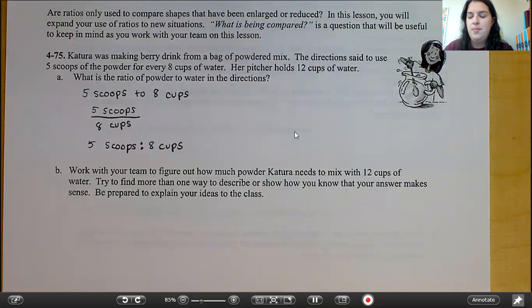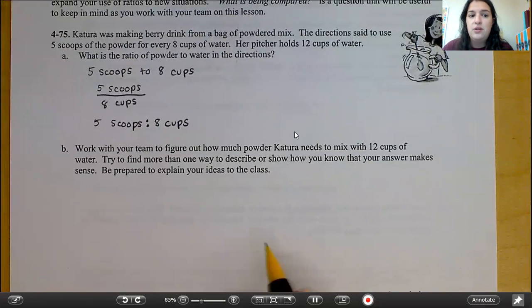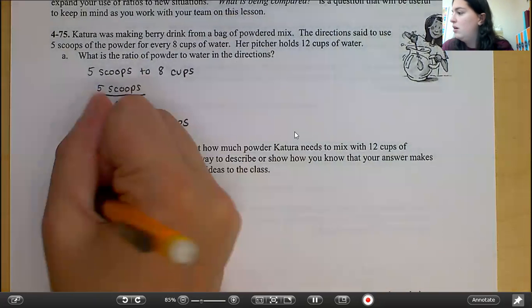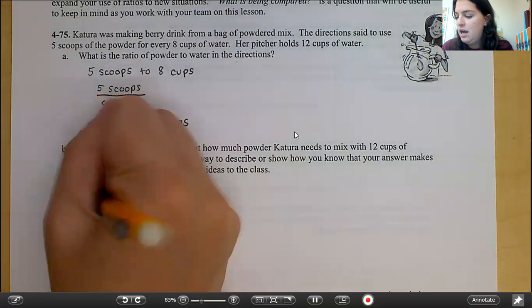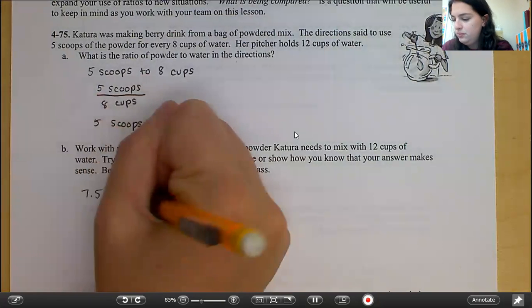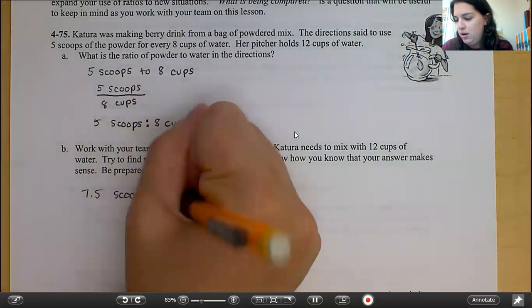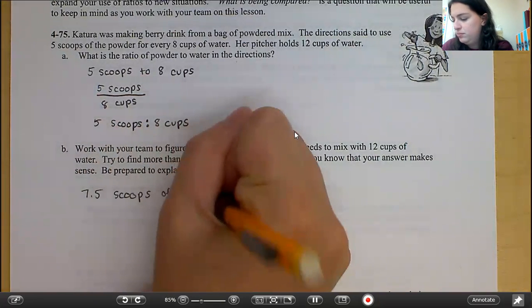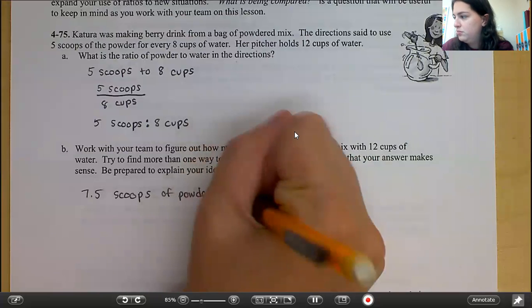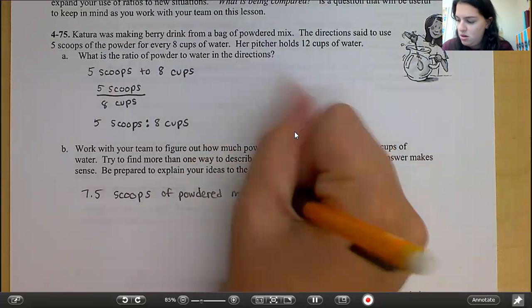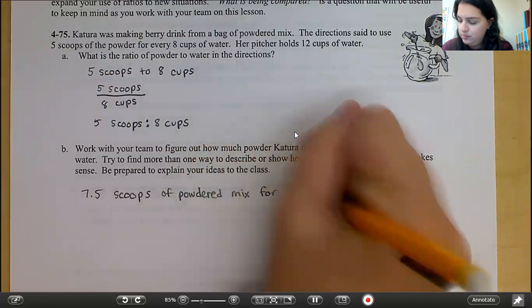Okay, if you're back with me, your ways that you could have come up with this could have varied, but your answer should have been that she would need 7.5 scoops of powdered mix for 12 cups.